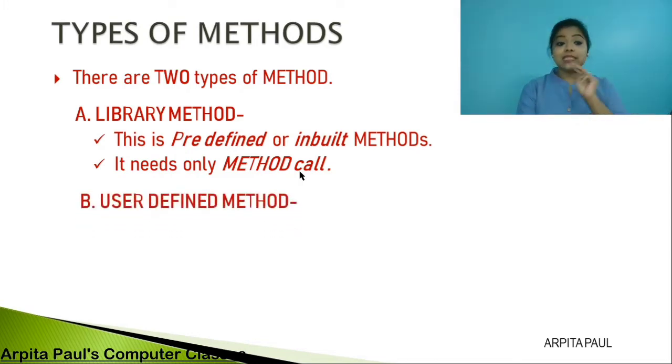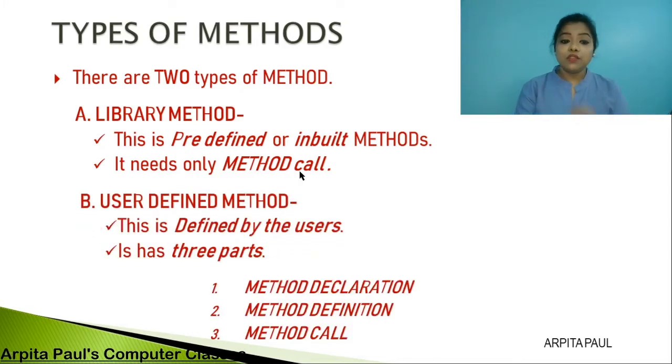The second one is the user defined method, which is defined by the user, and this has three parts. First one is method declaration, that means you have to declare the method and mention its name. Then you have to define the method, that is the purpose of the method or what task will be performed by that specific method. And then you have to call it to use that method. These are the types of methods we have in Java.